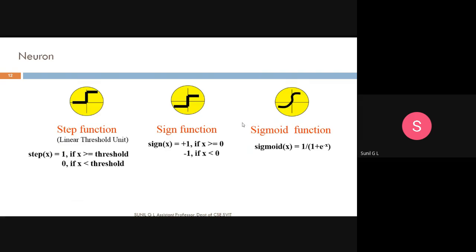And the sigmoid function: 1 over 1 plus e to the power of minus x. The values vary from 0 to 1, such as 0.1, 0.2, 0.5, 0.6, 0.98. Usually we use the sigmoid function in artificial neural networks, to represent the data in the range of 0 to 1.